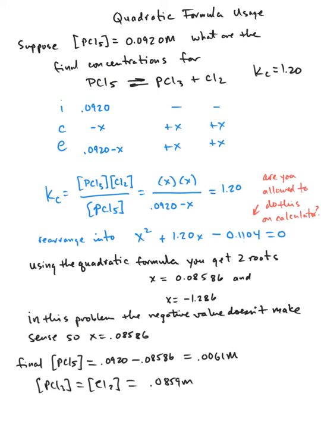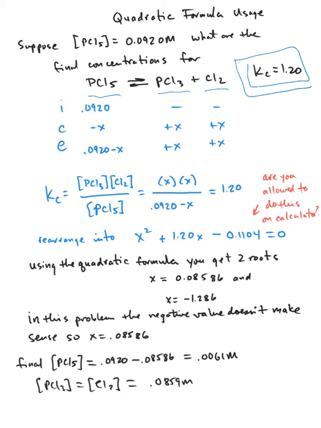All right, let's do something different. You probably did this in class. Sometimes you have to use the quadratic formula. So suppose you have PCl5 in equilibrium with PCl3 and Cl2. The Kc for this reaction is 1.20. The value of the Kc actually helps tip you off whether or not you're going to use the quadratic formula. This is a relatively large value, and you'll see what I mean in a minute.